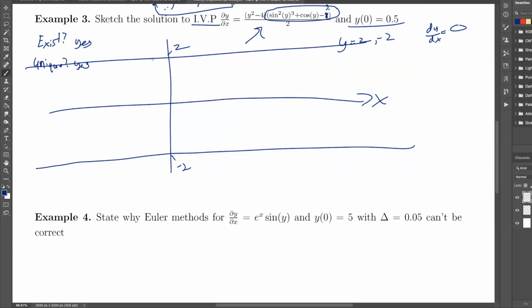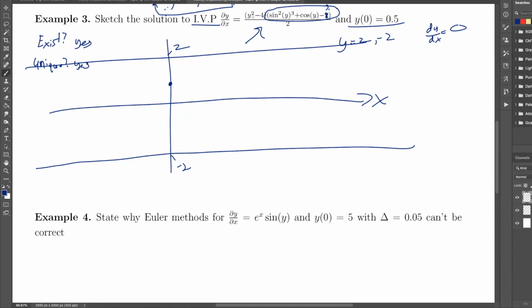Therefore, I can clearly state that any solution, because I'm going to start here, right? That's where I'm starting, right? Any solution here has to be strictly between 2 and -2, right? Because if it ever crossed it, it was this solution because they're at the same point at the same time. So it has no ability to cross whatsoever.